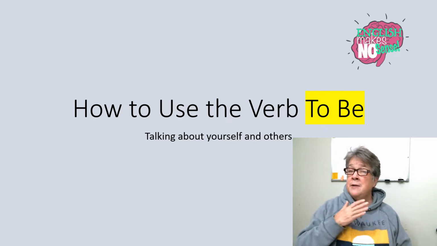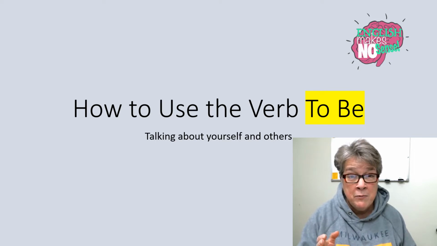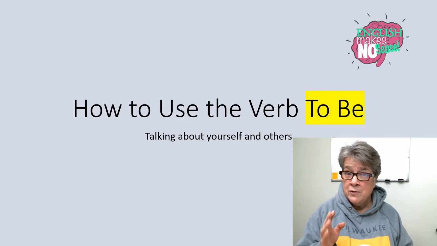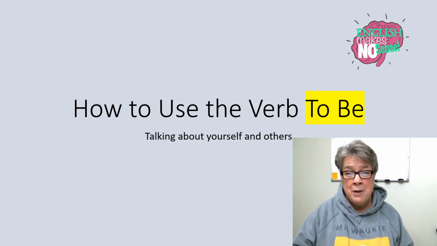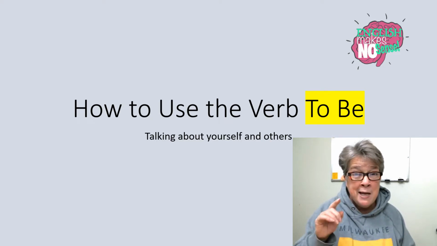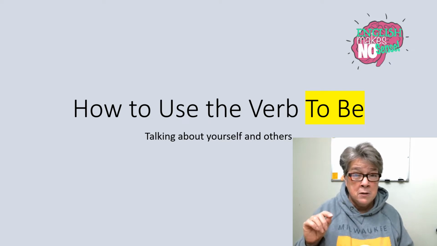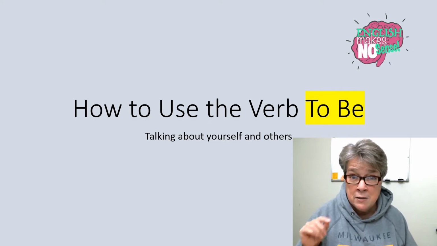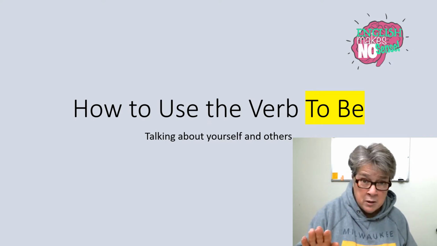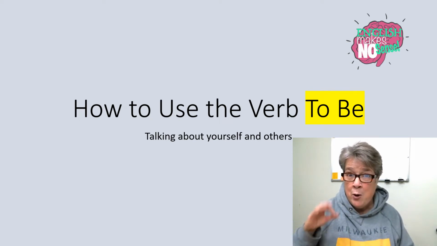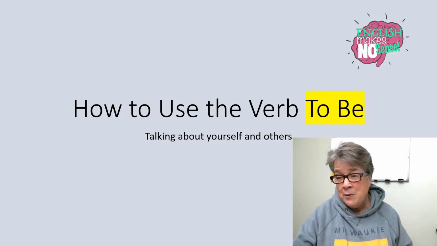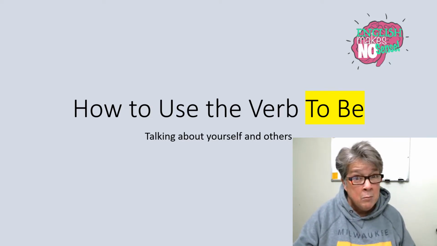Today we're going to take a look at how to use the verb to be. We use it when talking about ourselves or others. For some of you, this may be a review. For some of you, it may be a refresher, or for others, it may be all new. You may need a piece of paper and pencil for this little lesson. So if you want, hit pause, go get some paper and pencil, and come right back. Okay? Let's go.